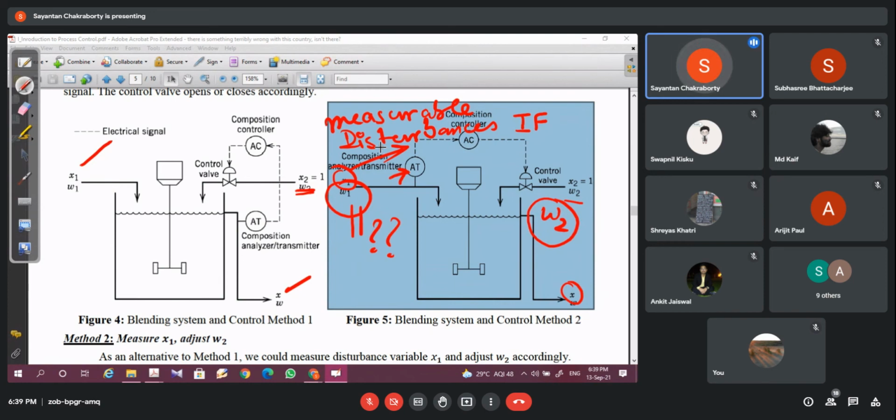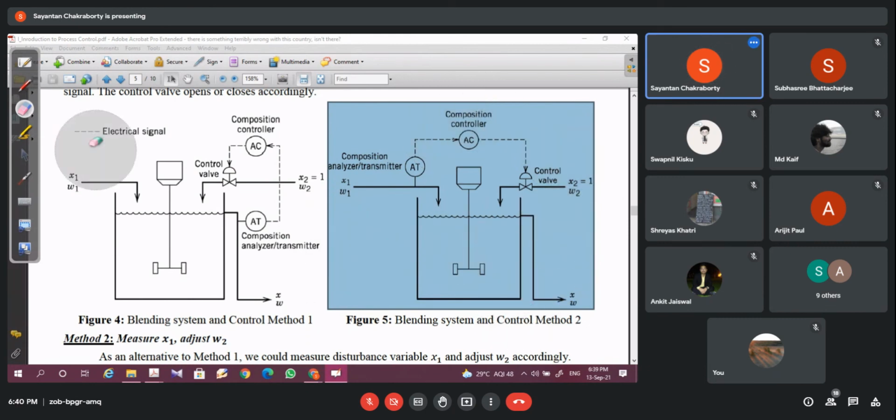Now you may ask, so W1 is also measurable. Exactly. To make the system even more robust, what you have to do, you have to put another loop where you have to measure W1, put another controller, put another control action to the valve that will act on the change in W1. Then you can say, okay, now this is a complete feed forward control scheme that we achieved, right?